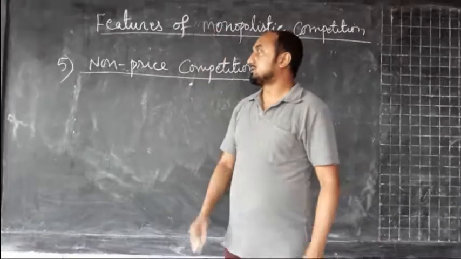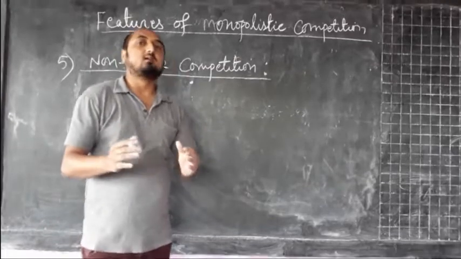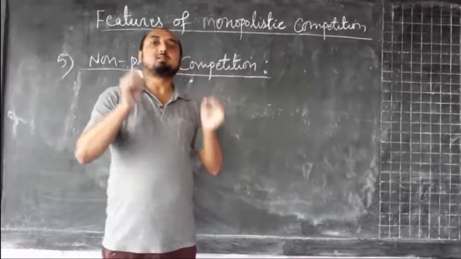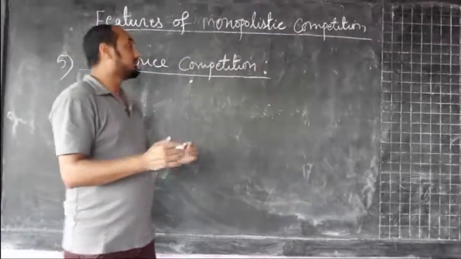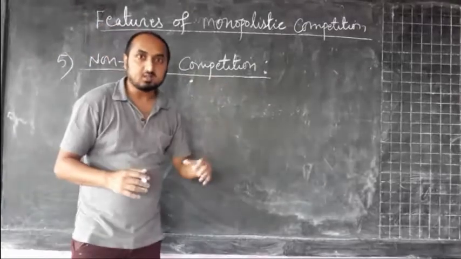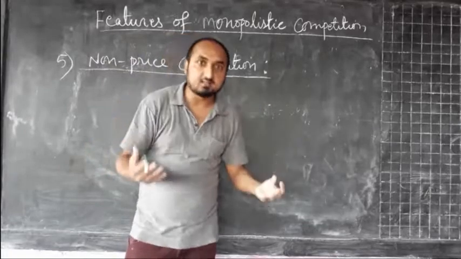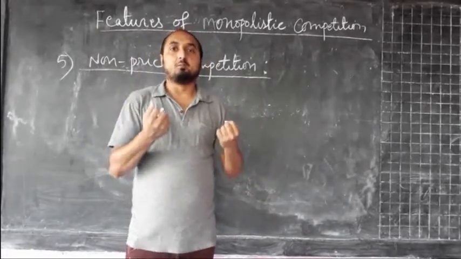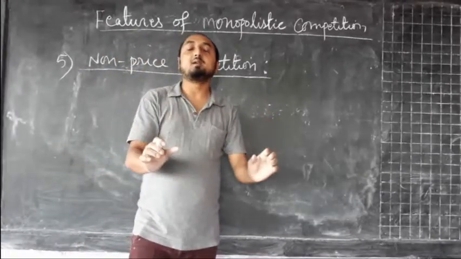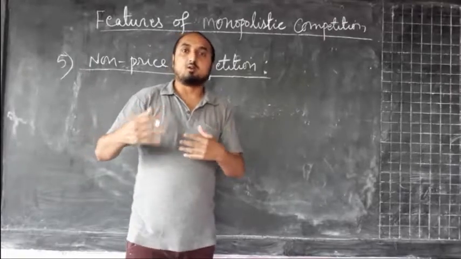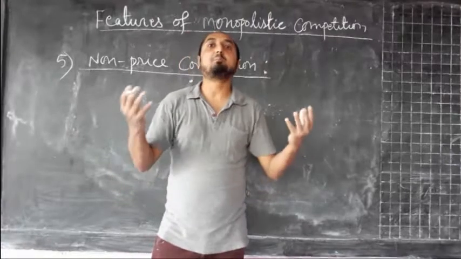The last important feature of this monopolistic market is non-price competition. We know that in all forms of market, competition exists. But in the case of monopolistic competition, what type of competition is there? Non-price competition. Means competition will exist obviously. All the firms will try to maximize their sales, they will try to increase their revenue, but not by competing in terms of price, but they may compete in other forms, like in terms of their advertisement expenditure. They may compete with each other.